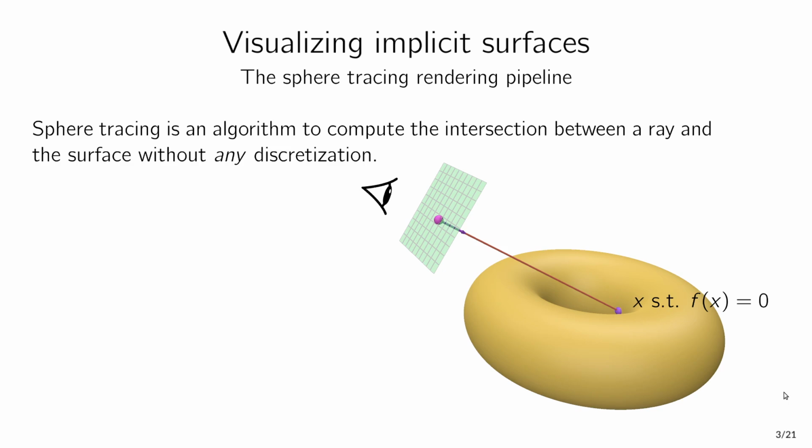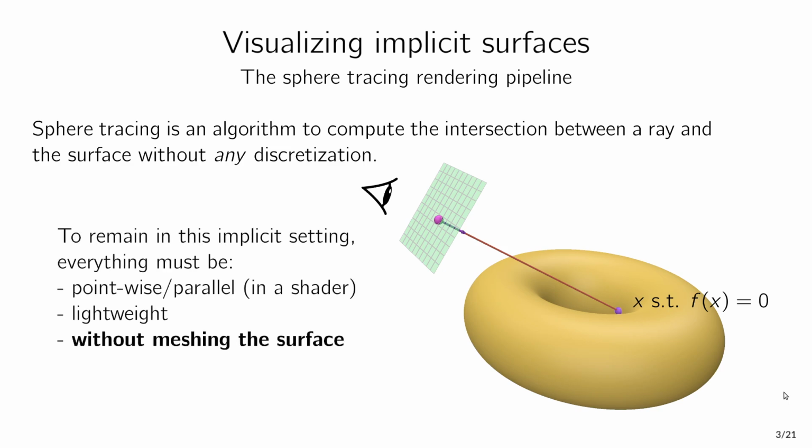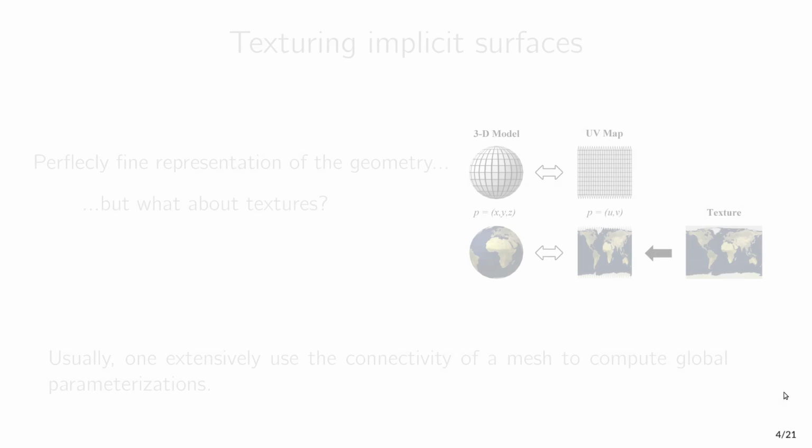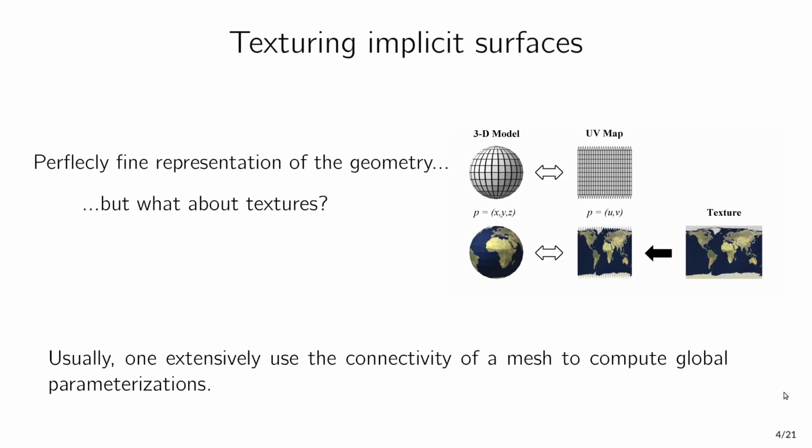Okay. But so this imposes some strong constraints on our work. Everything that we are going to do will be implemented in a shader, so everything must be pointwise and evaluatable in parallel. It must be super lightweight, because it's on the GPU, and of course you never want to mesh the surface, to remain implicit. Alright? And so here's the main problem. Implicit surfaces are great to represent the geometry of a shape, but when you visualize your shape, how can you color it? How can you control its appearance?